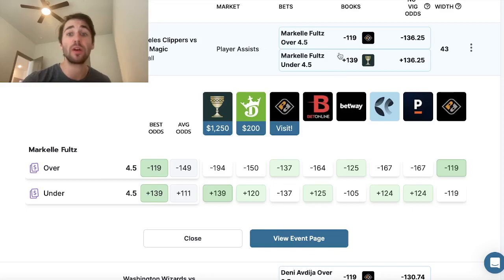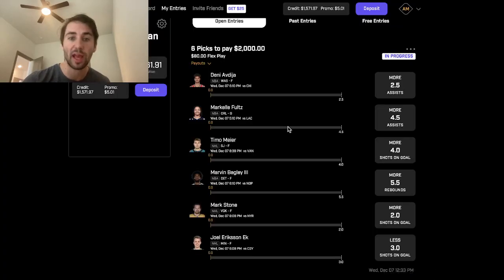Then we have the best one from the EV page, Fultz over 4.5 assists, right? And then we have two of these plays we found on the screen. Or three of these plays we found on the screen, I apologize. So right here we have Timo Meyer over 4 shots on goal, Mark Stone over 2, Joel Eriksson Ek under 3. So got some plays open, $80 to win $2,000. Let's make money.